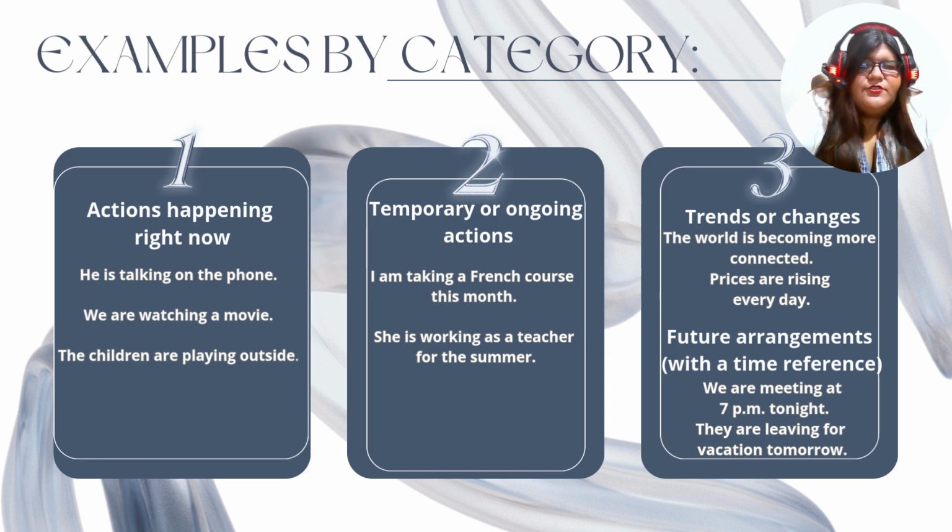Then we have future arrangements with a time reference. We are meeting at 7 p.m. tonight. They are leaving for vacation tomorrow. You see, there are some differences in the usage of the simple present and the present progressive.